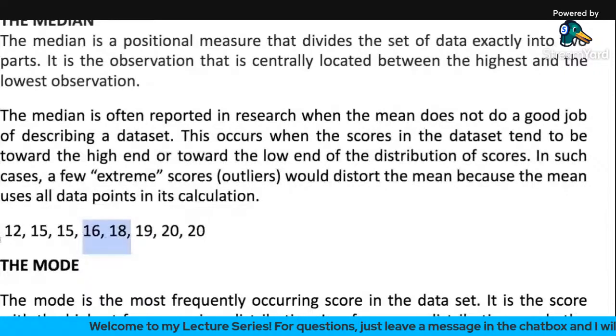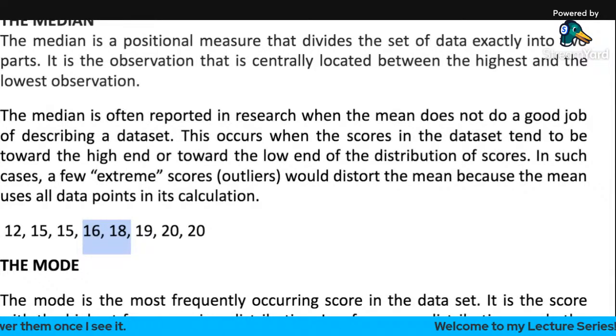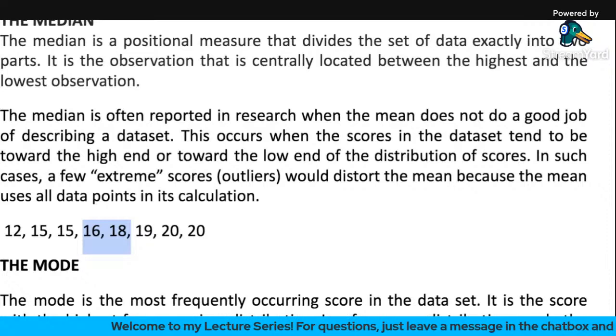Gitna because there are 3 scores to the left and 3 scores to the right. Okay? So, yung sila yung pinakagitna. But we have two numbers. So, what we usually do is we get the average of the two numbers and that will be our median. So, the average of 16 and 18 is 17. Okay, so in this case, the median is 17.